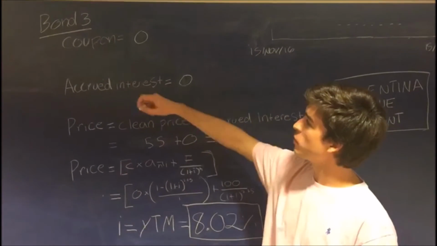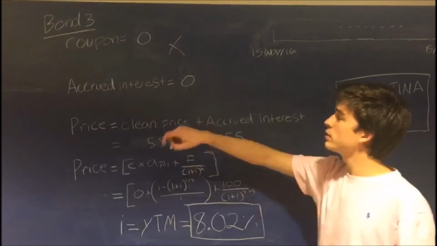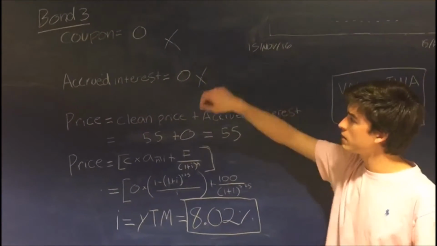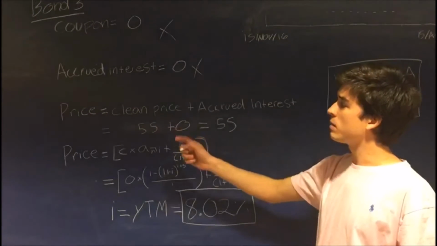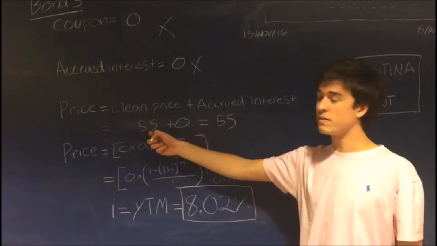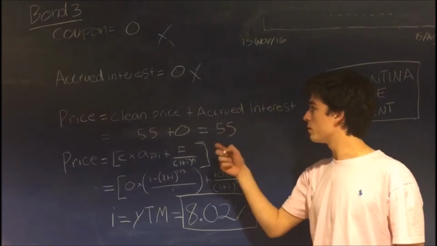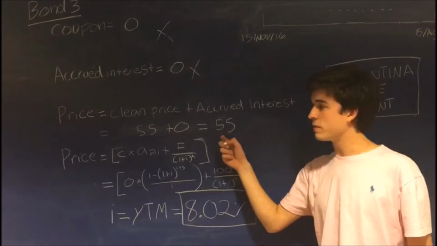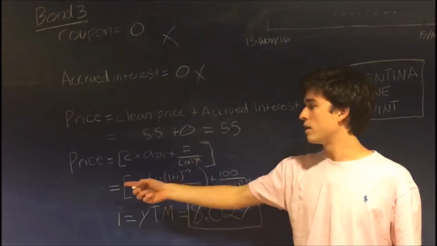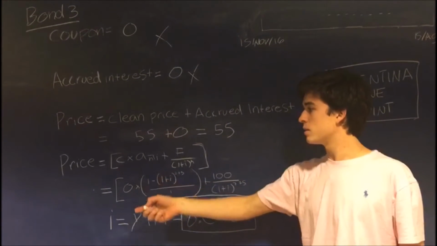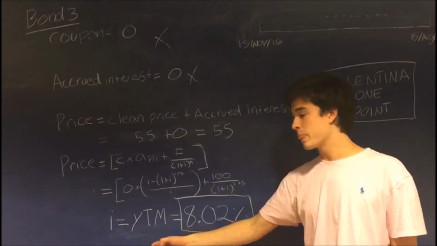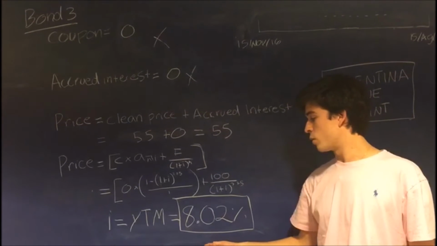Now in the third bond, we don't have any coupon, and we don't have any accrued interest. In the price we have the clean price that is 55, and since we don't have any accrued interest, 55 is the price. Now with the same formula as the other examples, we get the YTM that is 8.02.